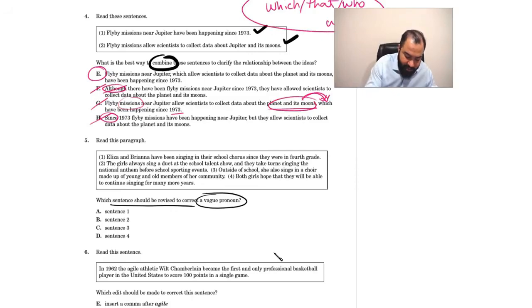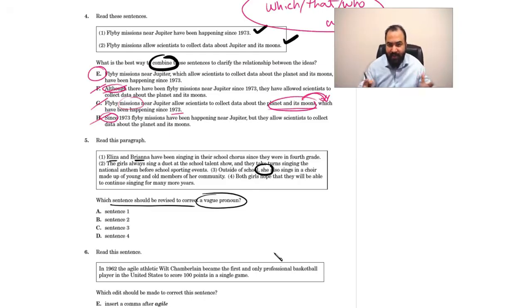Now, for example, Eliza and Brianna have been singing in their school. And then the second sentence says, the girls always sing duet in the school, right? And the third says, outside of the school, she. Well, now this is the problem. The first sentence and second sentence talked about 2 girls, right? So it should have been they, or we don't know who she is. You're talking about Eliza or Brianna.